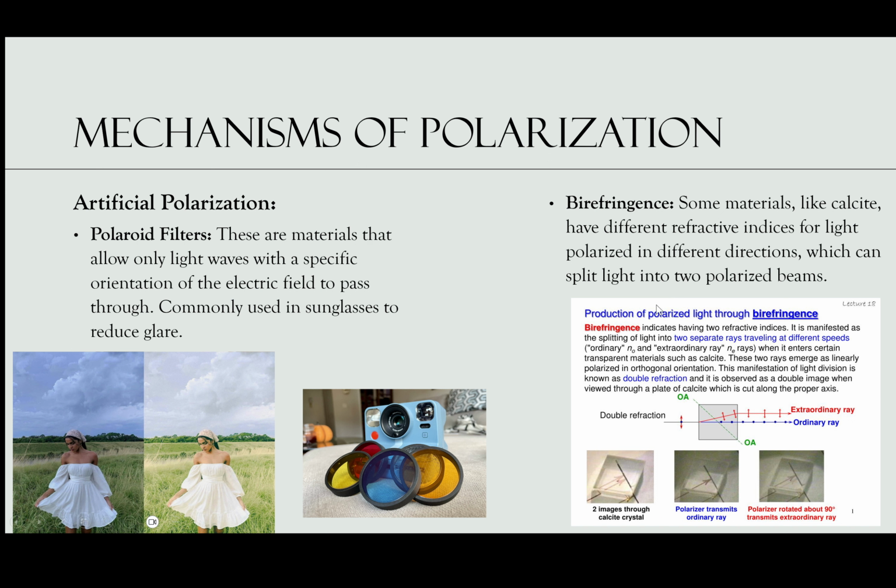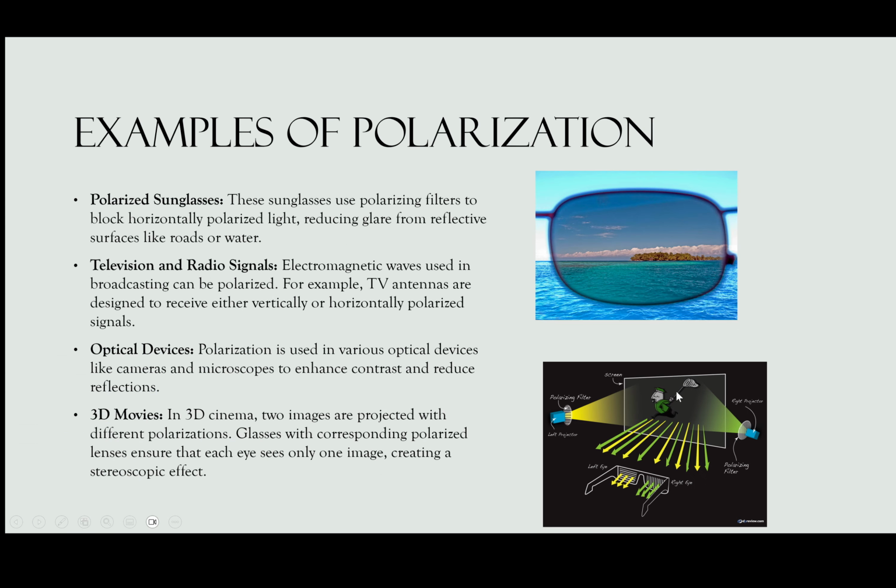We also have something called birefringence, right? Where materials like calcite have different refractive indices for light polarized in different directions. So it will actually cause like a mirroring effect. But we're going to talk more about that refraction and stuff like that when we reach optics, right? When we discuss optics. Some more examples of polarization, for example, polarized sunglasses that reduce glare.